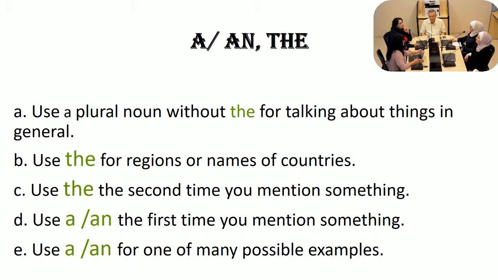So we don't use the. B, use the for regions or names of countries, because when I talk about them, they are clear to the listener, so we use the. Use the the second time you mention something. When I mention it first, we don't use the. The second time we use the before it.